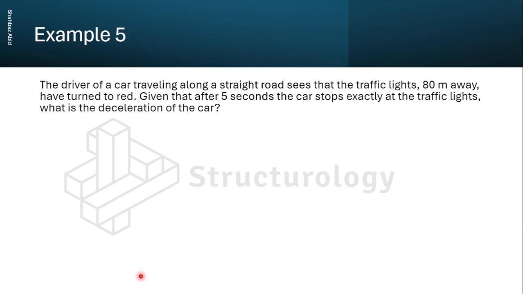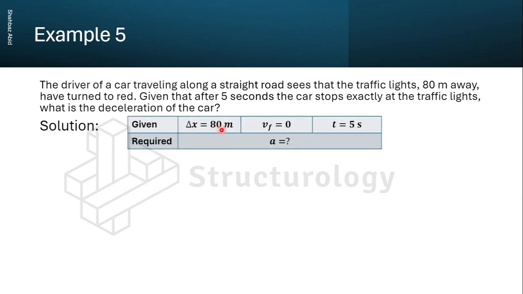Let's solve example 5. The driver of a car traveling along a straight road sees that the traffic lights 80 meters away have turned to red. Given that after 5 seconds the car stops exactly at the traffic lights, what is the deceleration of the car? So the given information we have here is the delta x is equal to 80 meters. Final velocity is equal to 0 because it has stopped exactly at the traffic lights. The time is equal to 5 seconds and the requirement is to get the acceleration.